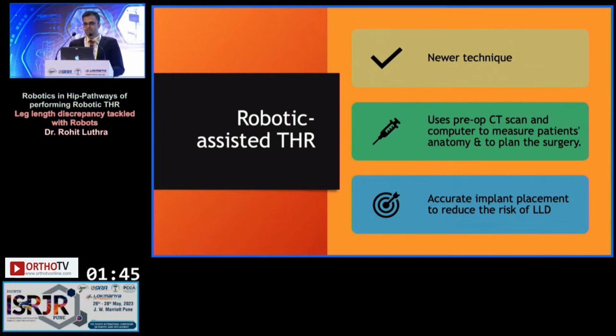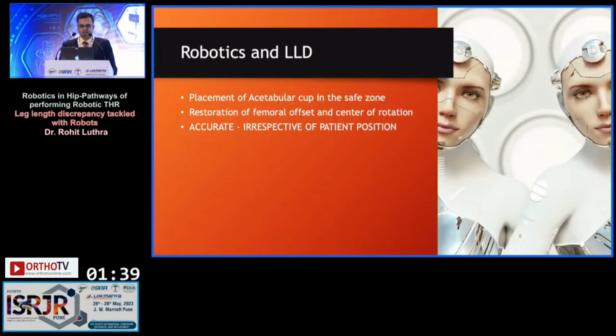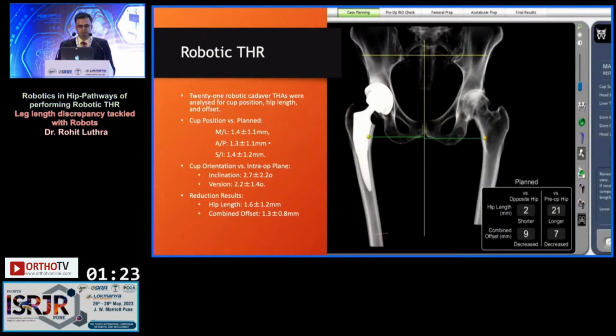So the robot is a newer technique. It uses pre-op CT scans, and it helps in accurate implant placement and reduces the risk of LLD. What the robot does is help in placement of the acetabular cup in the safe zone, so you're not going very proximal or distal. It restores your offset, and also it is accurate irrespective of the patient position. If you do it in lateral position or supine, the robot will always be accurate.